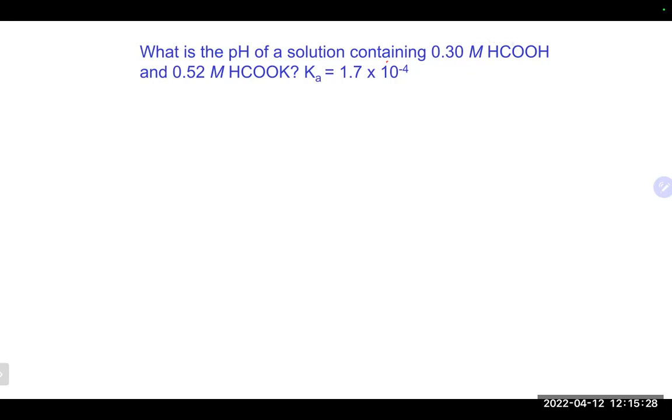Okay, let's take a look. So we have a Ka value, which tells us this is a weak acid. So one thing that we know should be happening is this guy will basically set up an equilibrium.